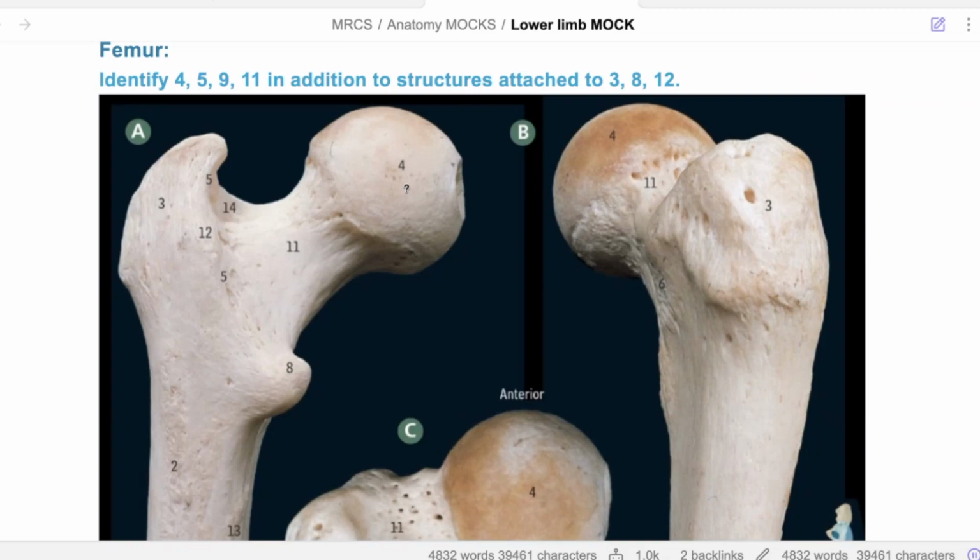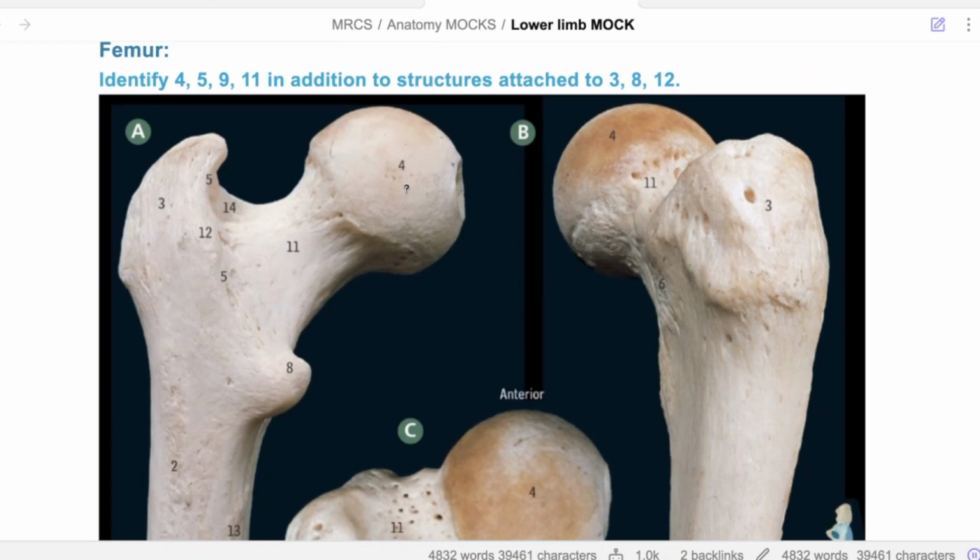What is 12? 12 is the intertrochanteric line. The impression, I think, is the tubercle. Say it. You're on the right line. The quadrangular tubercle. It's the quadrate tubercle. Okay. Yes, quadrate tubercle.